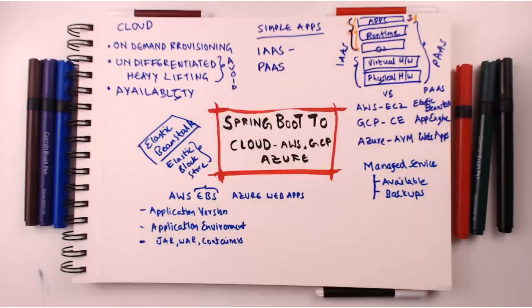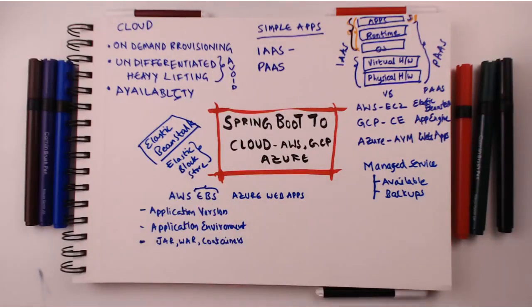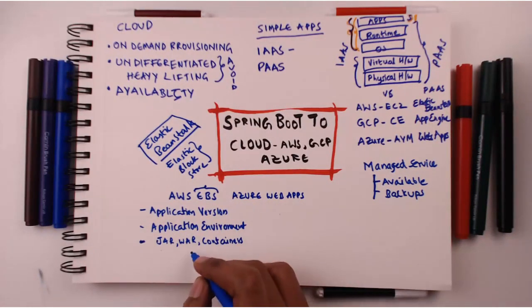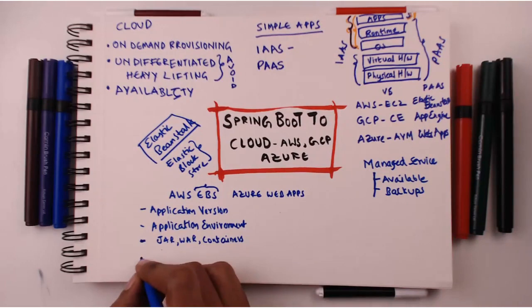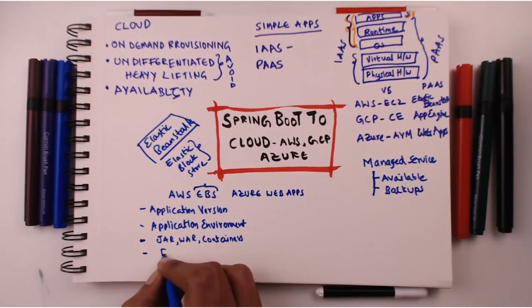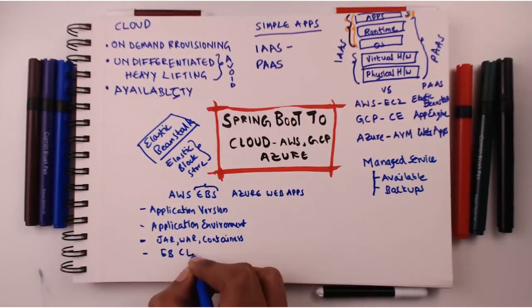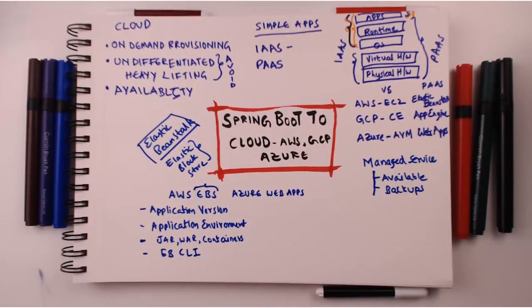So as far as Elastic Beanstalk is concerned, it supports deploying jar files and war files. You can actually create a container. You can create a Docker image or a container image for your application, and you can deploy that to Elastic Beanstalk. The other thing that you can do is use the Elastic Beanstalk CLI, command line interface, to manage your application, to deploy a new version, to switch environments and all that stuff.